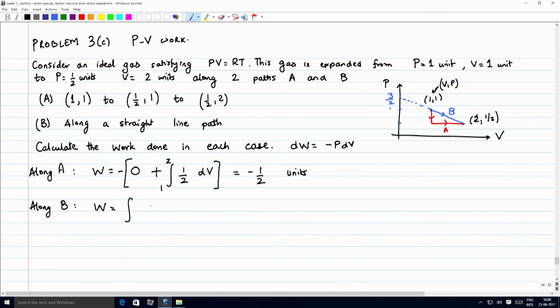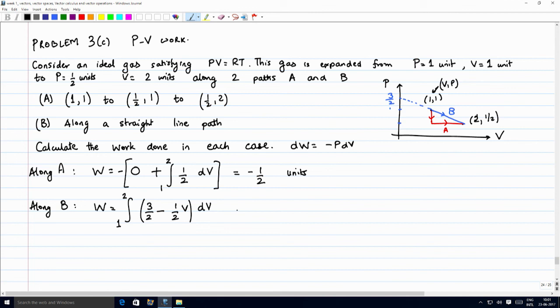So, I can write the equation of this line in the following form. P is 3 by 2 minus... now what is the slope of this line? In changing by 1, it changes by half. So, the slope is half, and the term is half V. This is the equation of this straight line: P equals 3 by 2 minus half V. So, along this straight line I have P equals 3 by 2 minus half V, and I am changing from volume of 1 to volume of 2.